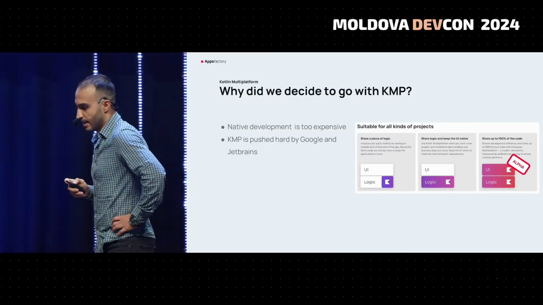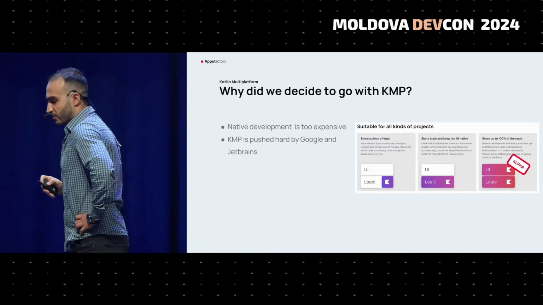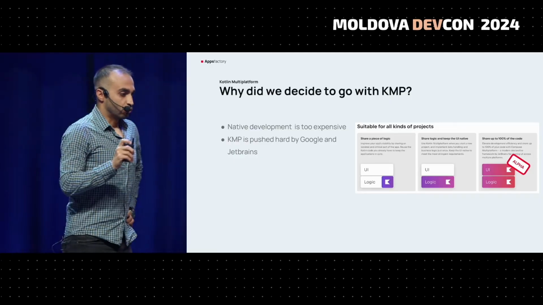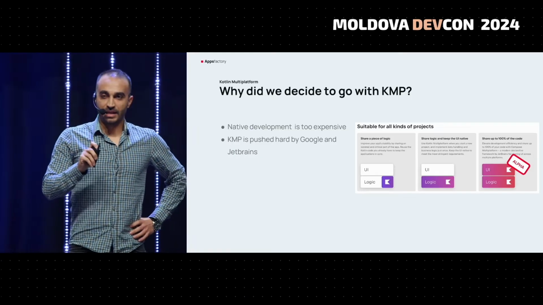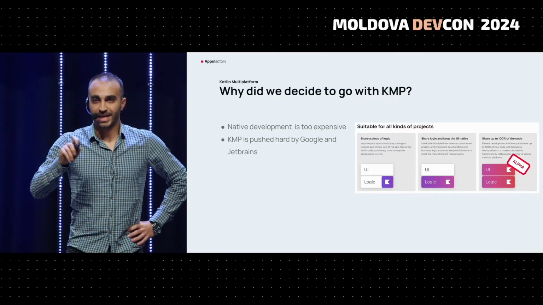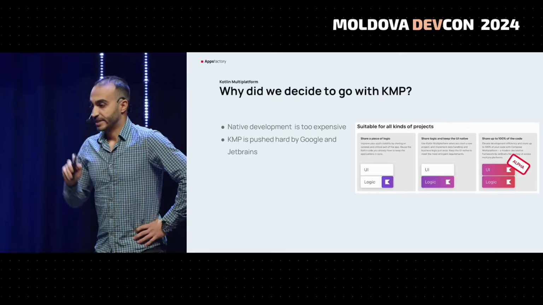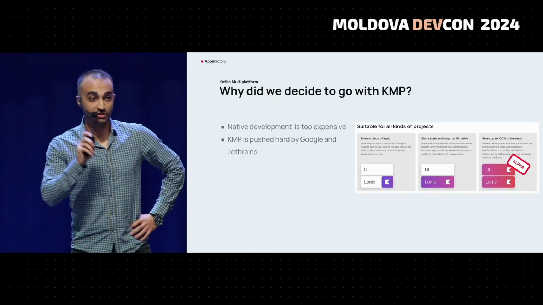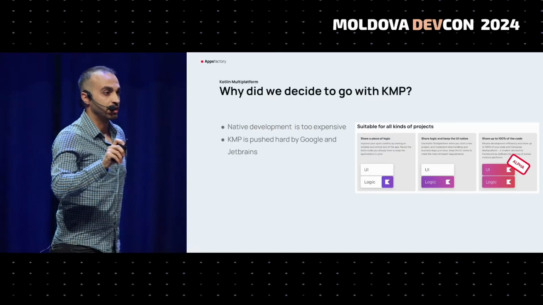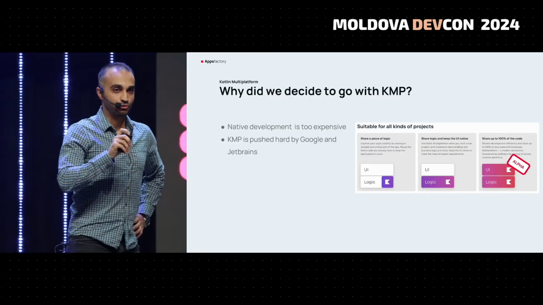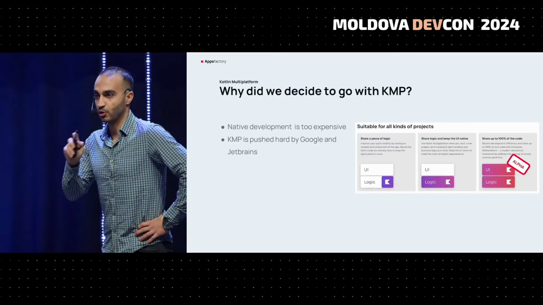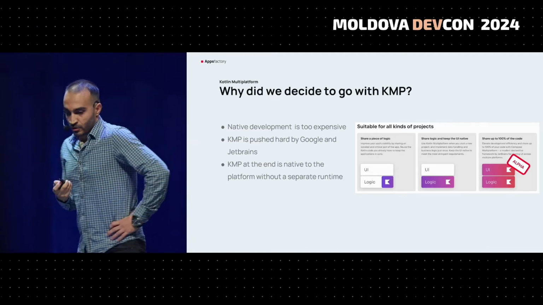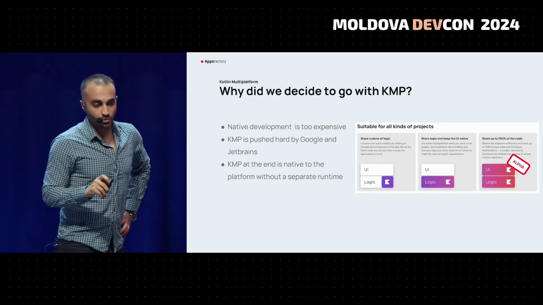And I will get to the JetBrains point in the next point, but Google, we know Google already started, and they are making their Android Jetpack libraries compatible with KMP. For example, Android RoomDB, DataStore, the Paging library, AndroidX ViewModel. These libraries are ready to use, and they are already compatible with KMP, and they are planning to make more. So KMP at the end is native to the platform without a separate runtime.